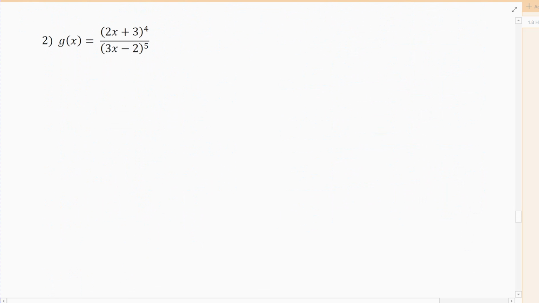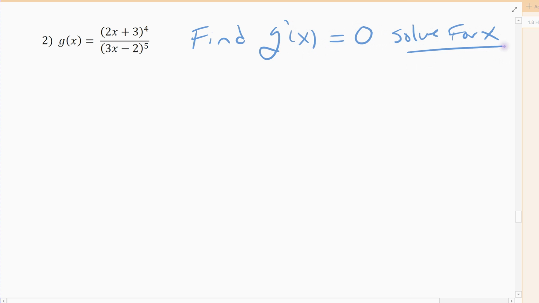Problem 2 is more complex. Now, the setup is the same. I want to find when the derivative equals 0, and I need to solve for x. Alright, this one, though, is more complex because the derivative is more complex.